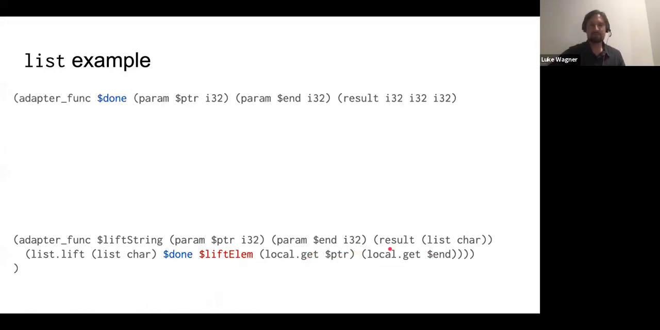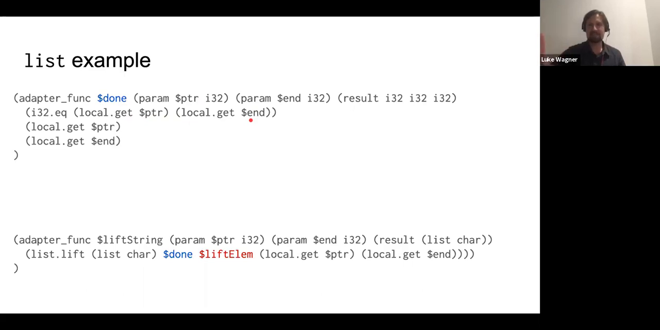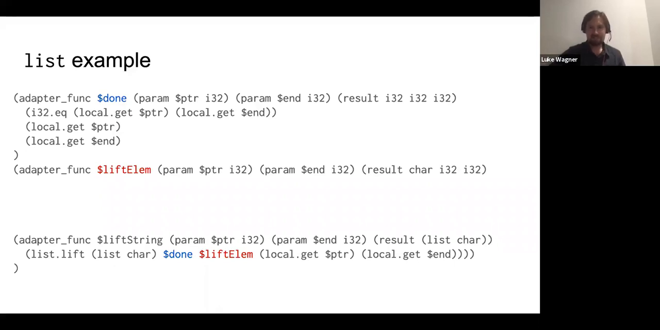So the done function takes my state and has to produce my state, but also a condition saying, am I done? That condition is simply: is the pointer equal to the end? And then I'm just going to propagate the pointer and end state, passing it on through. And then when I lift an element, I take my state that was propagated through, and I have to produce a char, which is the element type, and the state to pass into the next iteration or the next done.